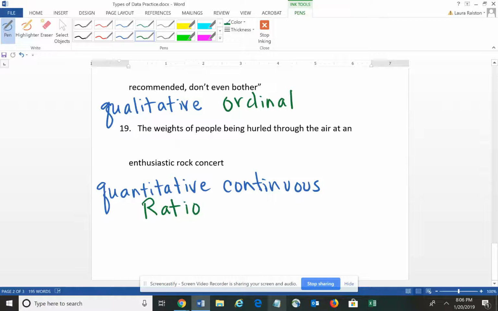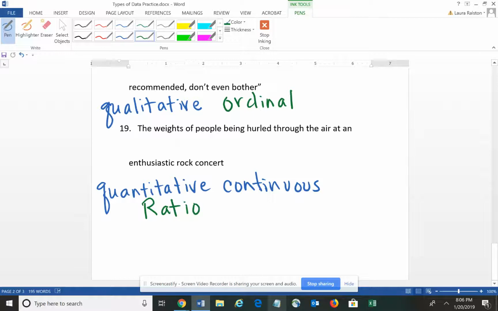Number 18, a movie critic's ratings of must-see, recommended, not recommended, and don't even bother. Here again, the responses are words: must-see, you've got to go see this movie, or don't even bother going to see this movie. It is qualitative. But in this case, you have a sense of order, because must-see is better than recommended, and recommended is better than not recommended. So you have that sense of order or ranking to the different ratings or categories.